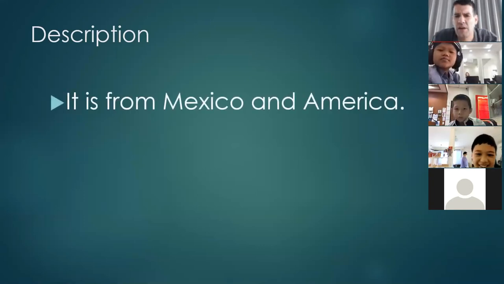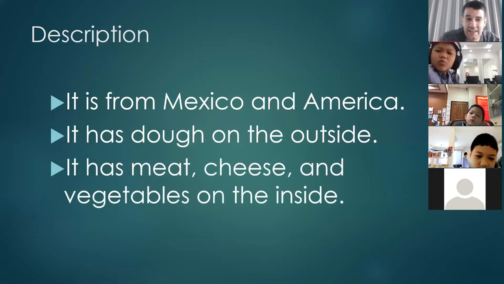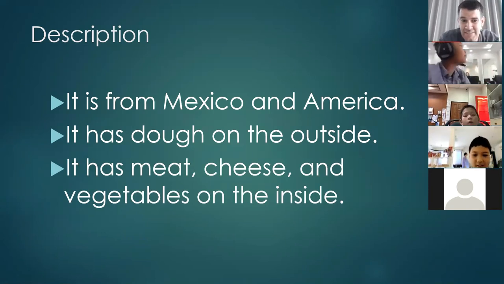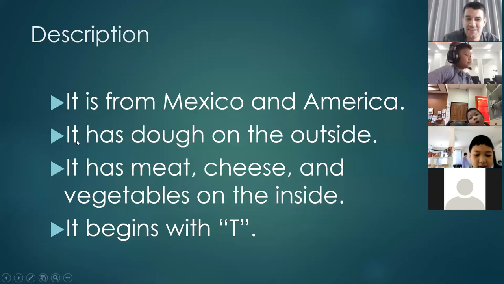So this is from Mexico. So Mexico and America. It has dough on the outside. It has meat, cheese, and vegetables on the inside. And it begins with T. You know what food this is? Ah, pupa.